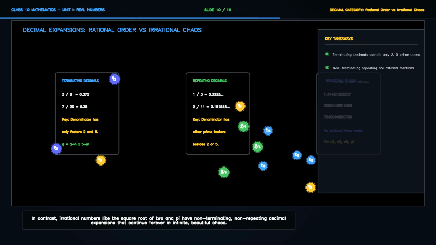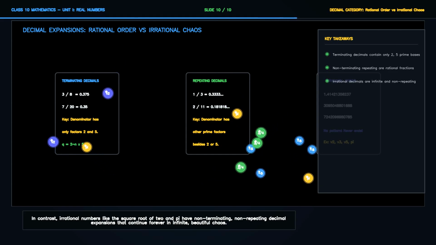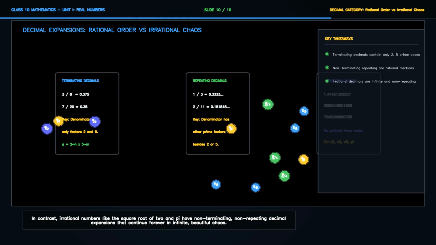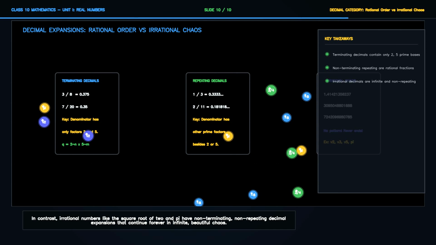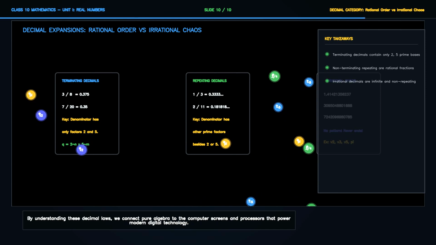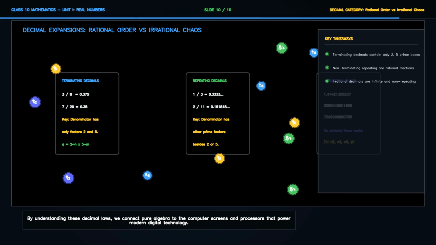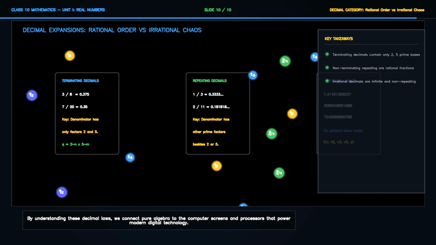In contrast, irrational numbers like the square root of 2 and pi have non-terminating, non-repeating decimal expansions that continue forever in infinite, beautiful chaos. By understanding these decimal laws, we connect pure algebra to the computer screens and processors that power modern digital technology.